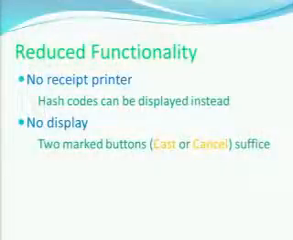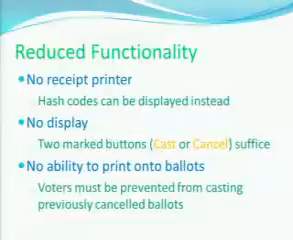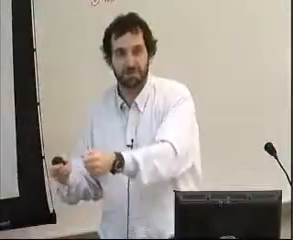Some nice things are, if you don't have a receipt printer, there are some alternatives. You can just use a hash code. If there's no display available, just buttons are enough. If you don't have overprinting capabilities, then you have to do a little bit more work to say to voters, when you've got a ballot that's been rejected, you can't just resubmit it. You have to walk away with it and at least spend a few minutes, have the opportunity to change it, something like that.